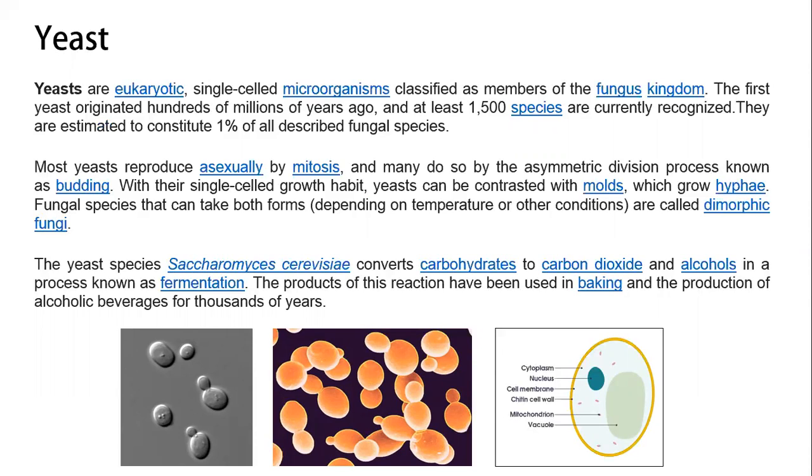Most yeast reproduce asexually by mitosis, and many do so by the asymmetric division process known as budding. With their single cell growth habit, yeast can be contrasted with molds, which grow hyphae, and fungal species that can take both these forms depending on the temperature or other conditions are called dimorphic fungi, and yeast is a dimorphic fungus. The yeast species Saccharomyces cerevisiae converts carbohydrate to carbon dioxide and alcohol.